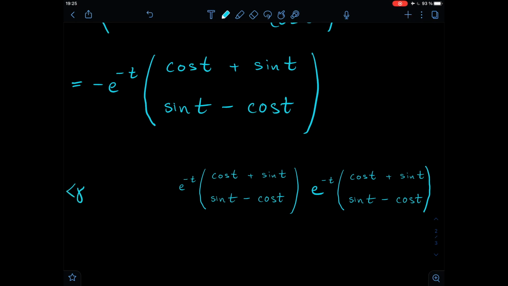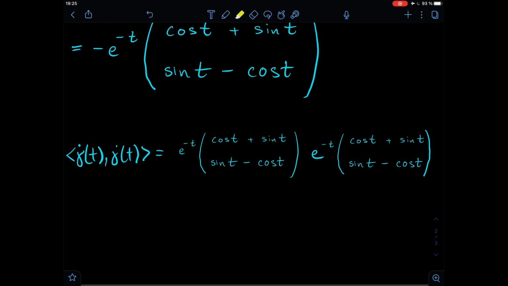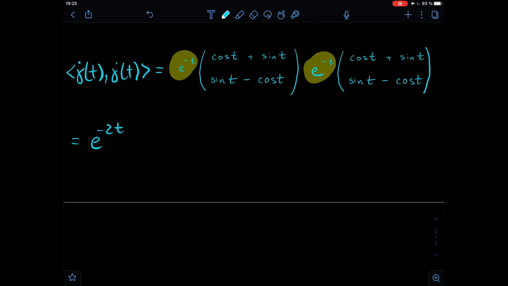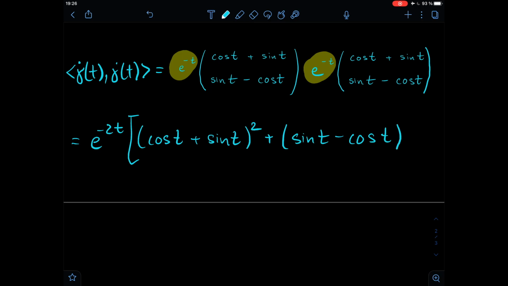So the scalar product of the derivative with itself is this whole thing here. So we have e to the power of minus t times e to the power of minus t, so what we will get is e to the power of minus 2t, and then we will get a big bracket where we write cosine of t plus sine of t squared plus, and now we do the y-coordinate with itself, and we will get sine of t minus cosine of t squared.